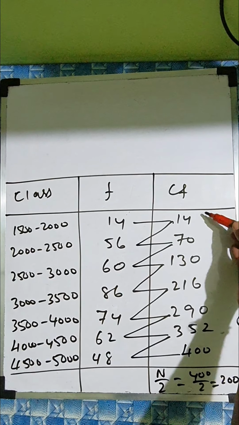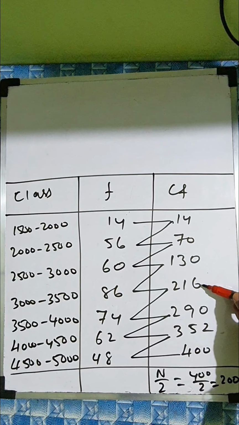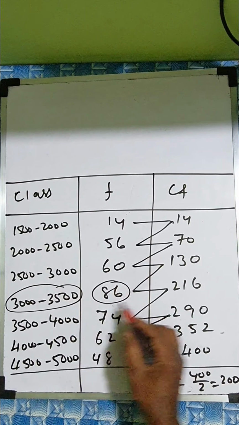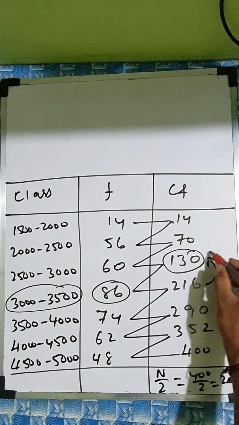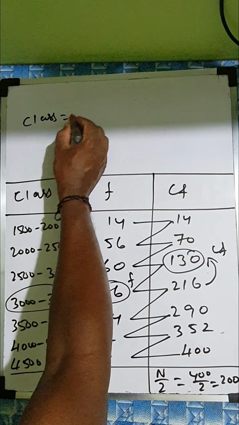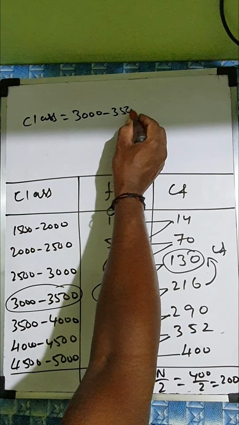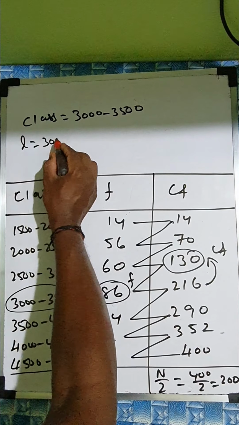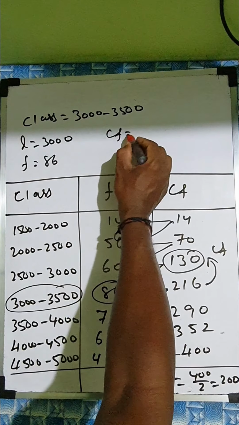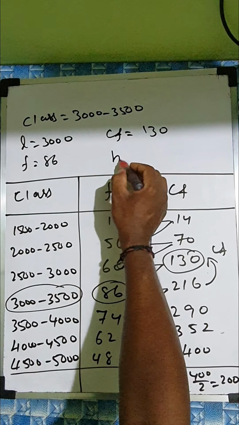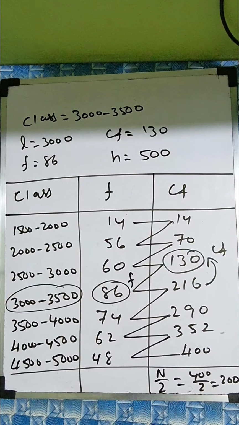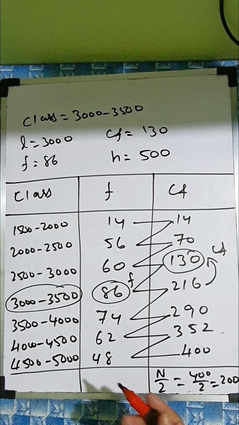So 200 means which one will we take here? 200 means we'll take 216. So the class is 3000 to 3500. Frequency is 86 and CF is the one before, so that is CF. So the class we write here is 3000 to 3500. That means L is 3000, frequency 86, CF is 130, and H is the difference, 3500 minus 3000, so the difference is 500. Now we'll apply the formula and get the answer.